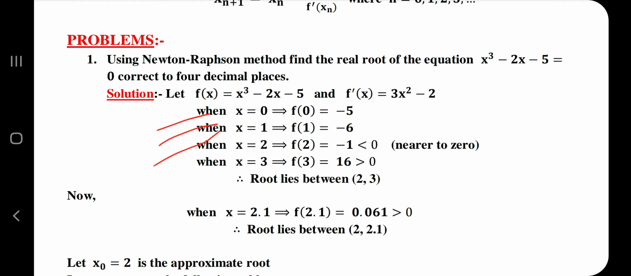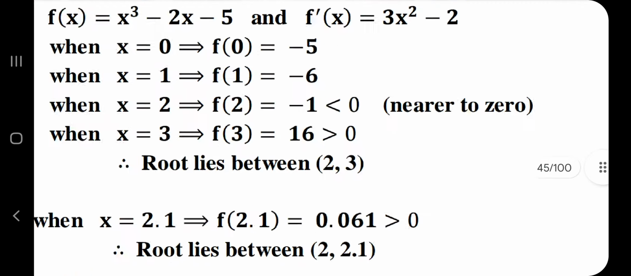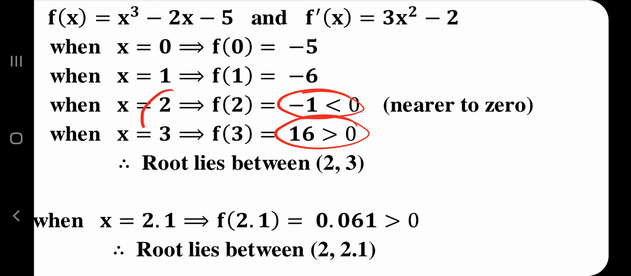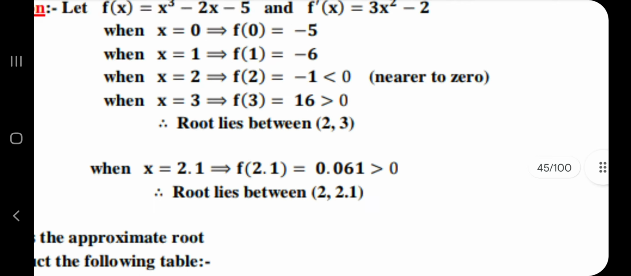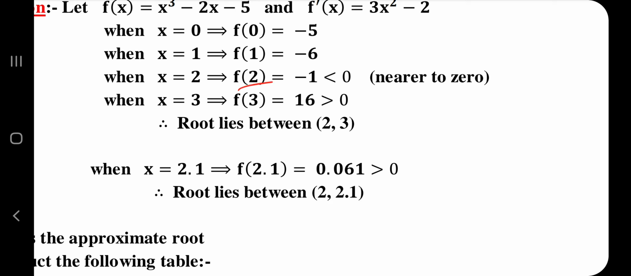So f dash of x and f of x are present here. When x is 0, x is 1, x is 2, x is 3, keep on doing it until you find a difference. What do I mean by difference? It means it is less than 0 here and greater than 0 there. That means the root lies between 2 and 3. So when x is equal to 2, it is less than 0. If it is 2.1, it is greater than 0. So I need not check till 3, I just need to check from 2 to 2.1. I hope you got what I mean.